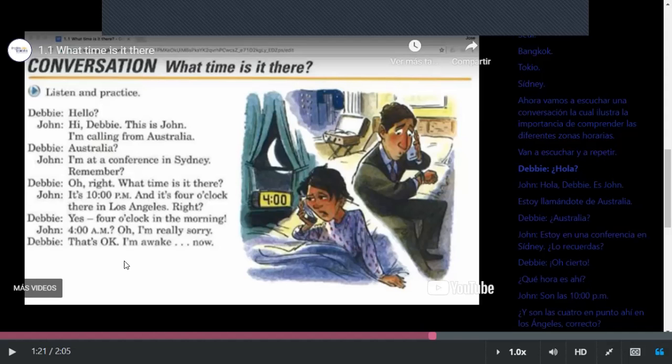Les quería preguntar si me ven ahí un present continuous example within the conversation. Yes. Calling. I am calling from Australia. Yo estoy llamando. It's happening right now. Está pasando ahorita. Vámonos también a la hora.